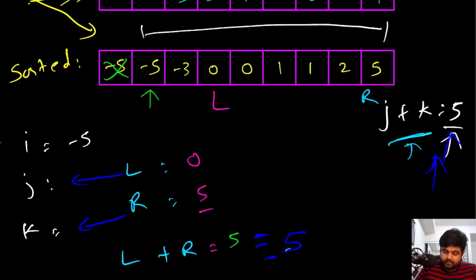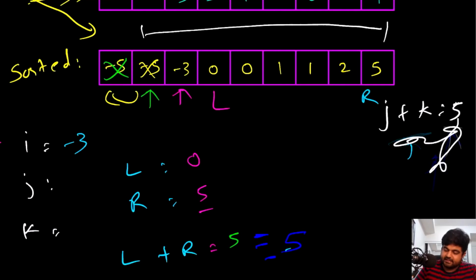So now we'll have to take care of the next value. But again, this value is also -5, same as the previous value. So again, we are going to ignore this case as well. Now currently our i is going to be -3. If we put i to be -3, our j plus k sum has to be +3 in this case.